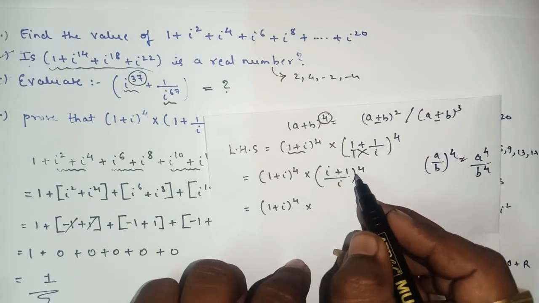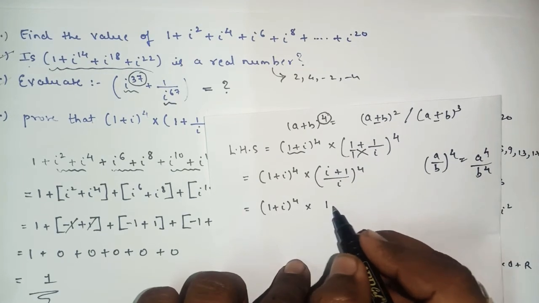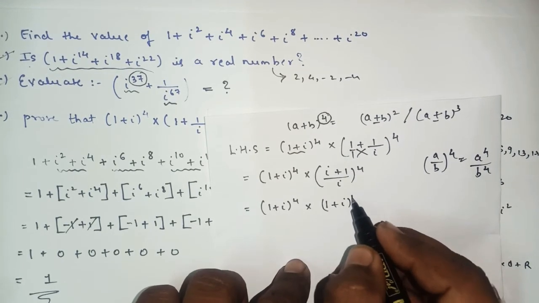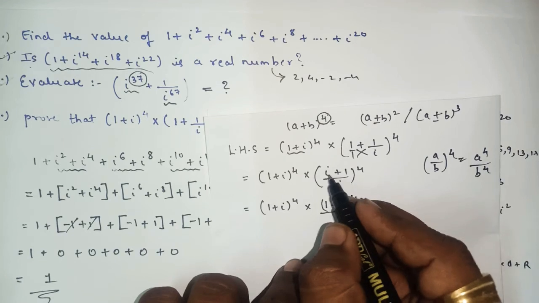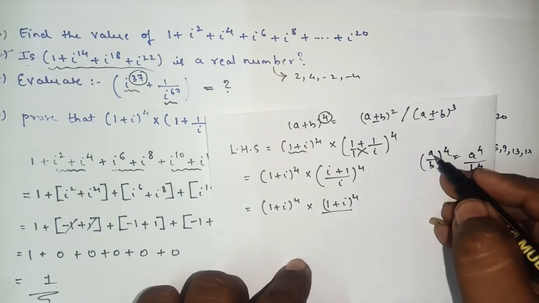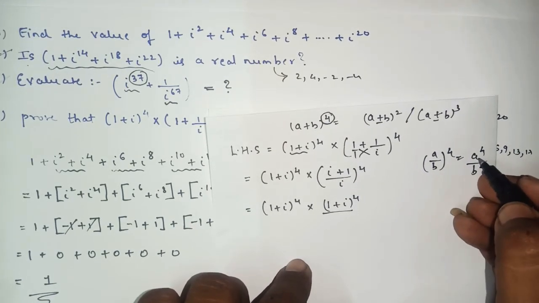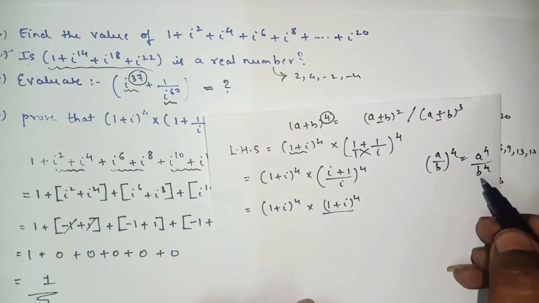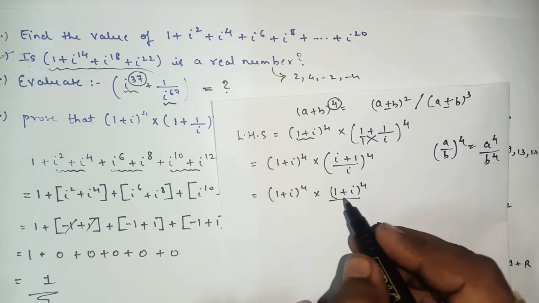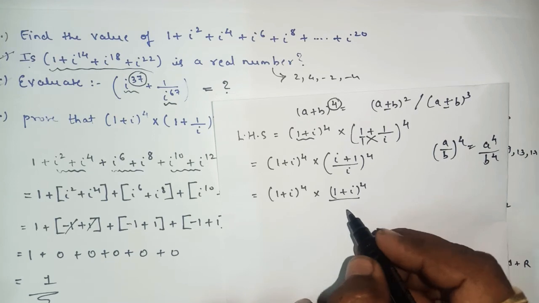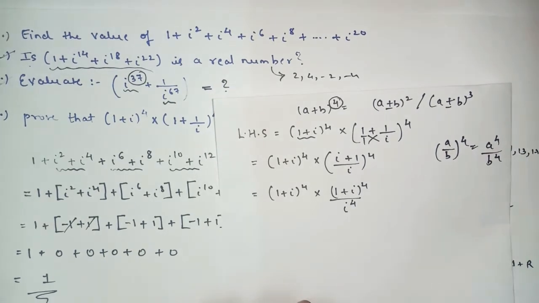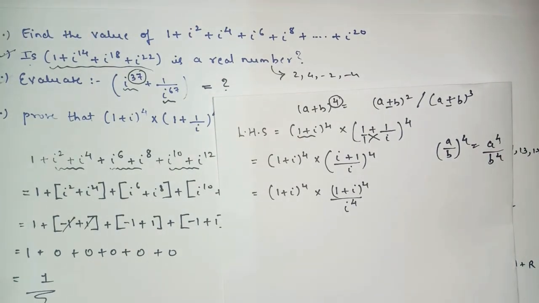(i plus 1) the whole raised to 4, this we can write as (1 plus i) the whole raised to 4. Just consider this as a and this as b. So (a upon b) the whole raised to 4, we can write as a raised to 4 upon b raised to 4. So this part also we can write as (1 plus i) the whole raised to 4 upon i raised to 4. Done? Any doubt? Clear? Okay.